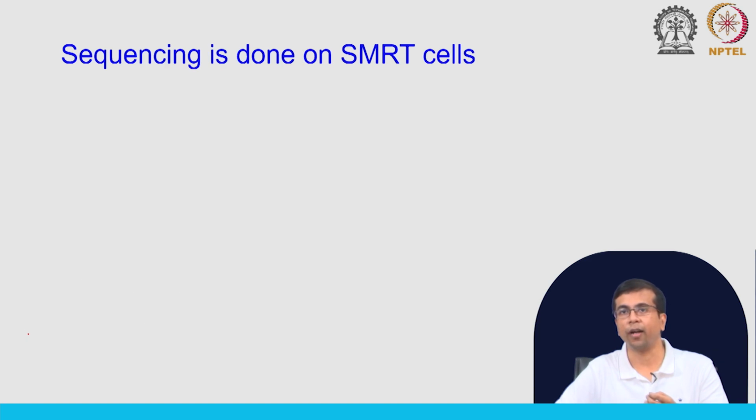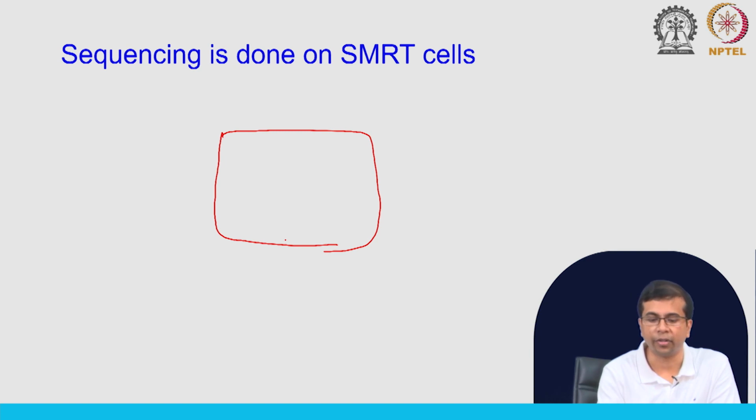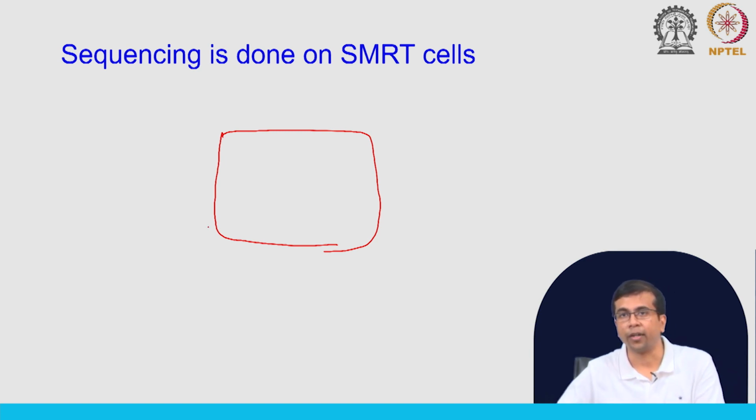So, the question is now how does this sequencing happen? How do we actually get these long reads? We will talk about this principle now. Sequencing is done on something called SMRT cells. Like a flow cell or a picotiter plate, here we have these SMRT cells where we do the sequencing. It is kind of a box-like structure where this sequencing would happen. You can search and look up these images, and you will find quite a few pictures of these SMRT cells.